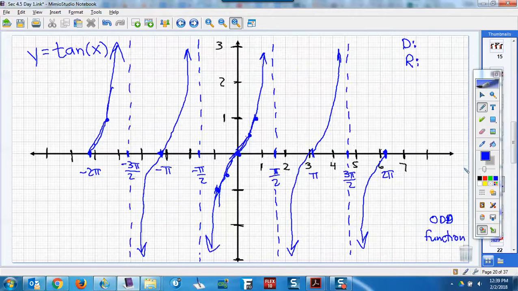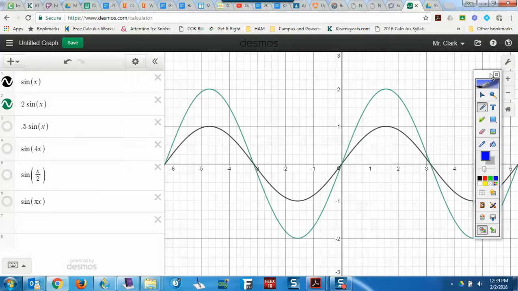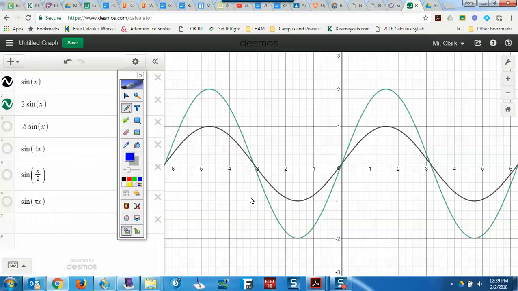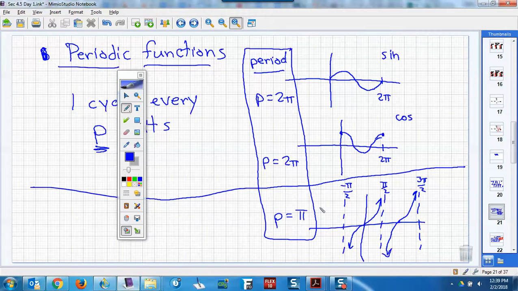Right? So if we go back to this and we look at that, that still has a period of 2 pi. The green one still has one cycle in 2 pi. And so does this one. Okay? The yellow one still has one cycle for 2 pi. So vertically stretching them does not affect the period. Only a horizontal stretch or compress changes the period of the function. Okay?